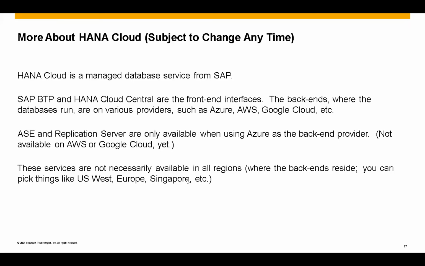On the back end, which is really very seamless to you, the back ends can run on the various providers like Azure, AWS, Google Cloud. I think there are a few others as well for different regions. And now, at least as of a few weeks ago, ASE and Replication Server were only available in the Azure backend provider and not available in the others yet. But I would imagine that's probably going to change over time. But really, it's very seamless to you, and you're able to set that up. You're able to get up and running in no time at all.